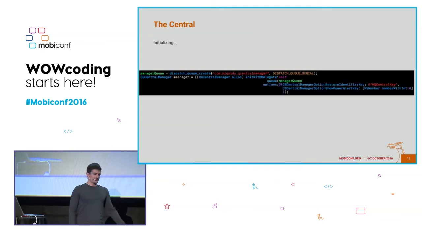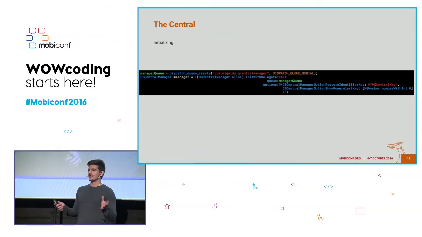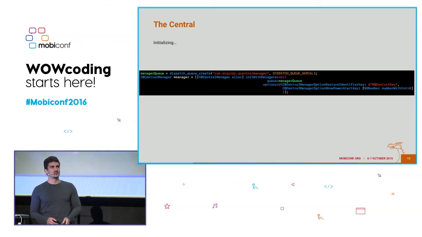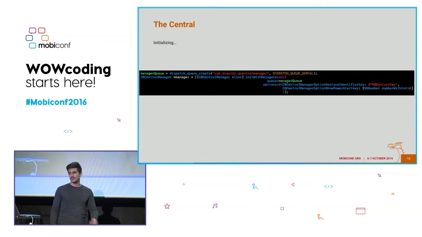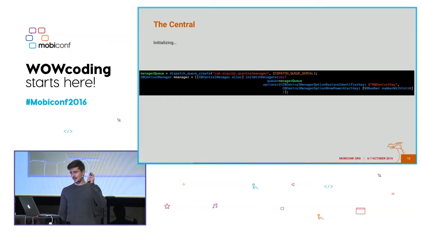Let's talk about the central. So there's this little guy called CBCentralManager, and he's the guy who's going to be scanning for peripherals, right? He's the guy responsible for discovering, for connecting, and whatnot. So how do we initialize him?